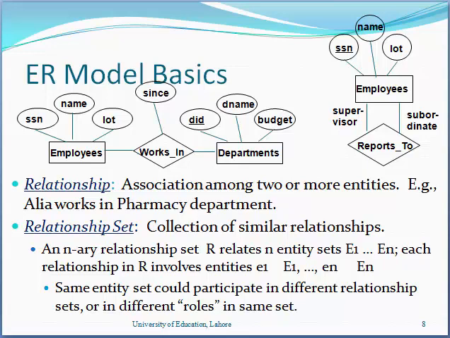Look at this collection of similar relationships and or association among two or more entities. ये आप देख सकते हैं कि इसमें diagram में employees and departments have a relation, like employees works in department. Like employee name is Alia, works in pharmacy department. This is a pharmacy project or database. So employees works in department. This is the relation in diamond symbol. Relationship set is a collection of similar relationships.